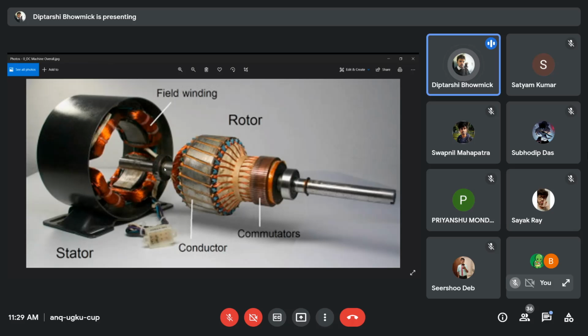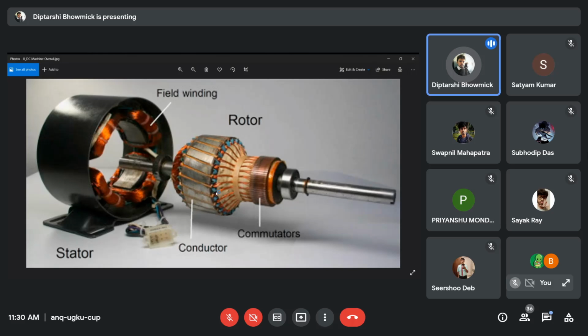Now, the funny thing is that a DC machine can be used as both a generator or a motor. If you give supply to the armature, then it will act as a motor. Or if you give some movement to the armature without any supply, by using a prime mover or something else, then it will act as a generator. That means it will generate electricity, and you can extract the power from the armature. Okay, so these are the rotor.